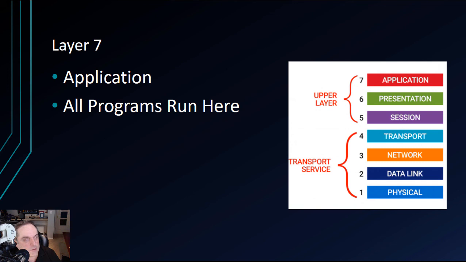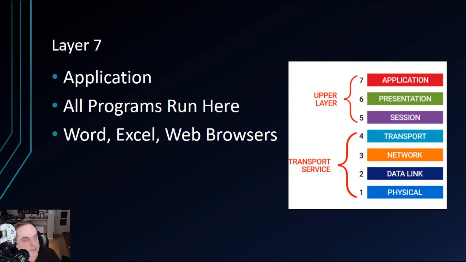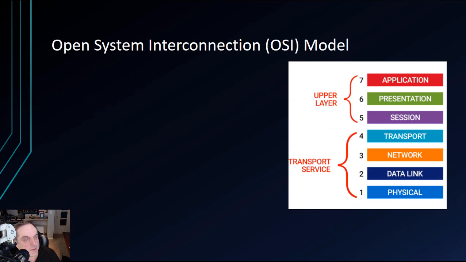Now, it doesn't mean that it uses only the application layer. Let's say you're running a Telnet program. Well, a Telnet program, of course, is at the application layer, but it's sending data at the transport and network layer, at the TCP over IP layer as well. But the application itself is running at layer 7. So as I mentioned, Word, Excel, and web browsers all run there.